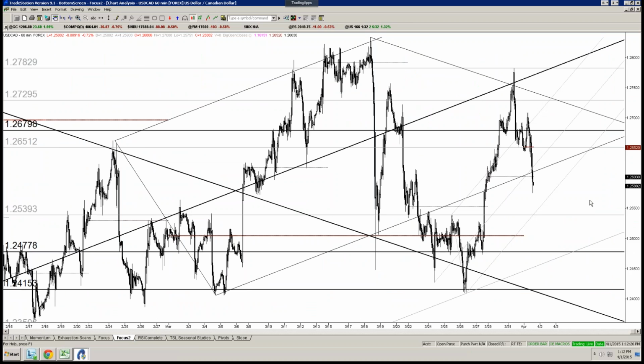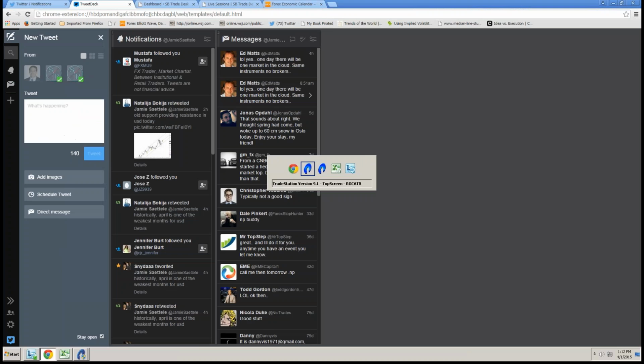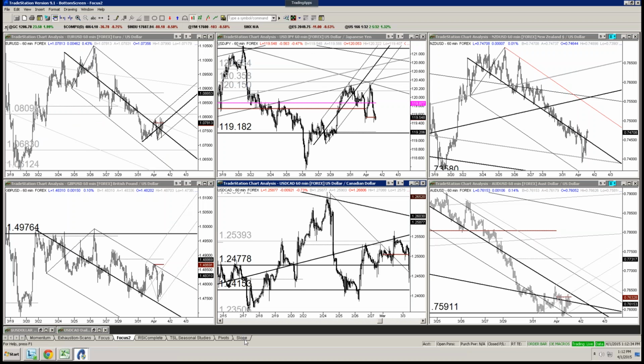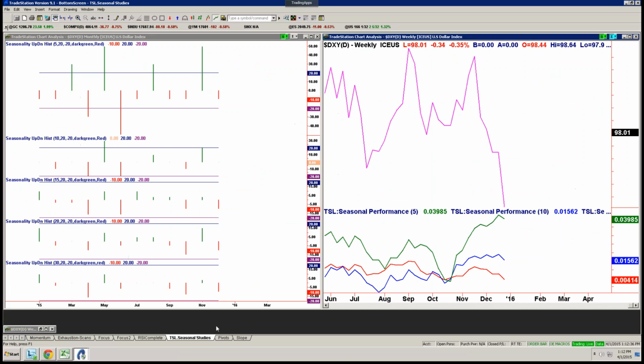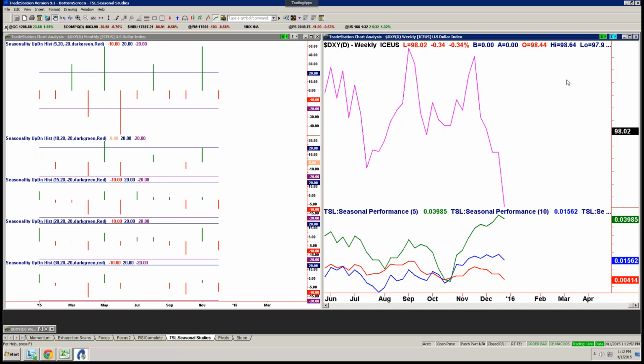So important to keep that in mind as far as the dollar is concerned. Let's look at some of the other specific pairs. Specific pairs we've got. I would like to look at this. Okay, all right. So the dollar is very negative as we head into April.